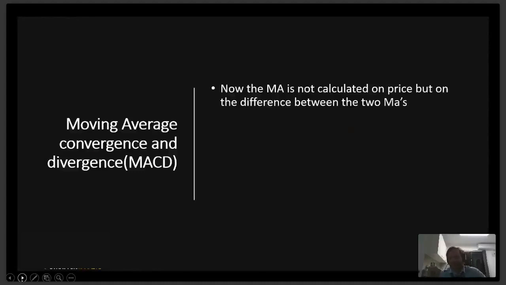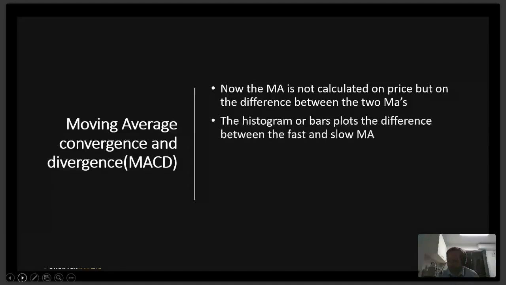Now, unlike a simple moving average, for example, which is calculated from a closing price over a set period of time, the MACD does it slightly differently. The MA is not calculated on the price, but on the difference between the two different MAs, the faster and the slower. The histogram, or the bars, which we'll show you in a moment on an example, plots the difference between the fast and the slow. I mean, how wide apart are they?